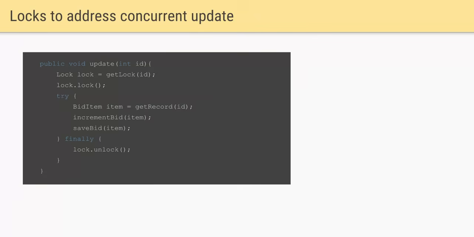And one way to solve this problem is using locks. First, we'll get the lock for that particular ID. We'll try to acquire the lock. Once we have the lock, then we'll perform those 3 operations. And once the operations are completed, only then we'll do an unlock. So at a time, even if 2 threads try to acquire the same lock, only one will be allowed to proceed, and the other thread will wait until the first thread is able to unlock it.